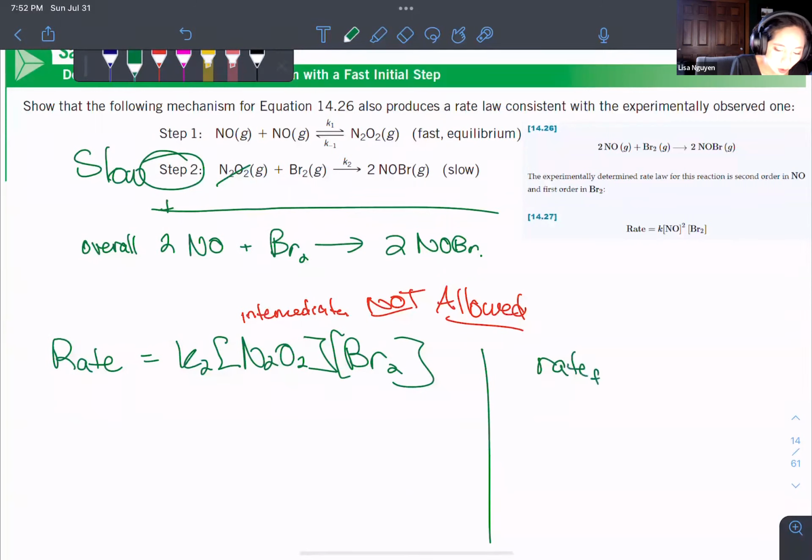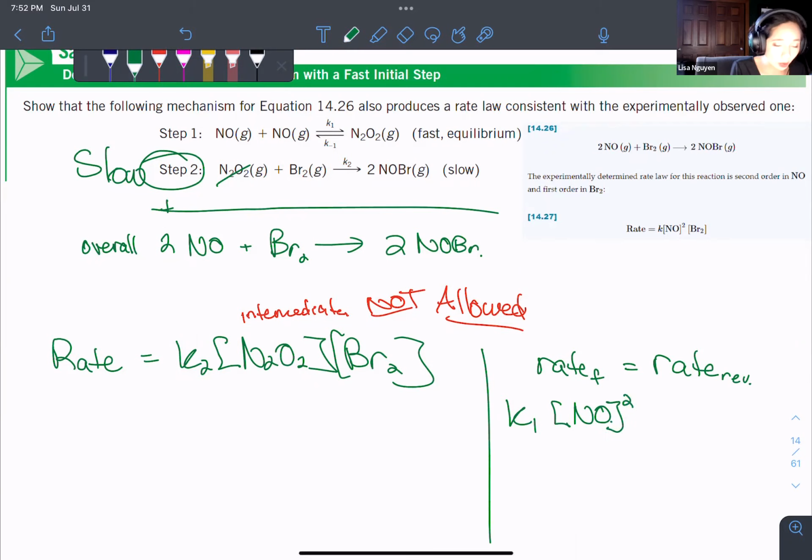So if we look at step 1, this is an equilibrium, meaning that the rate in the forward direction equals the rate in the reverse direction. Since these are elementary reactions, we can say K1 times the concentrations of the reactants is equal to your forward rate. Again, we can only say this for elementary reactions. So the forward rate is just K1 times the concentration of the reactants. It's NO, but there's 2 of them.